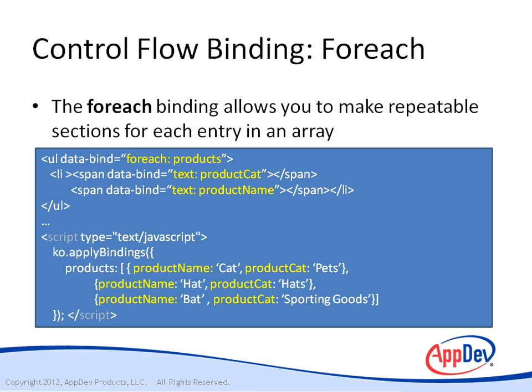So looking at the script block below, we are applying a products observable array of 3 values. We have a product name of cat, we have a product name of hat, and we have a product name of bat. So this will actually create 3 list objects because there are 3 list objects total in the products array. To see how this is done, let's look in Visual Studio and we'll code this up.